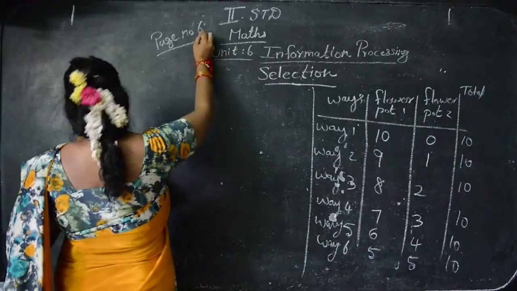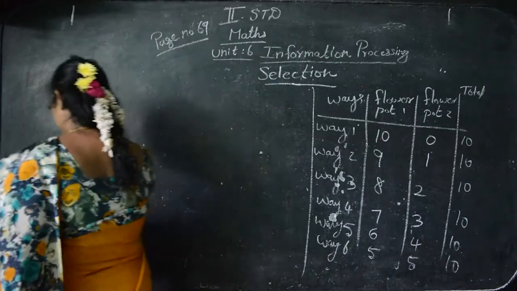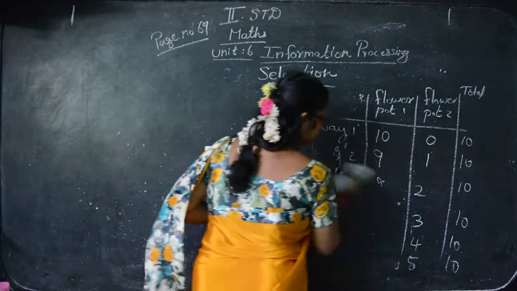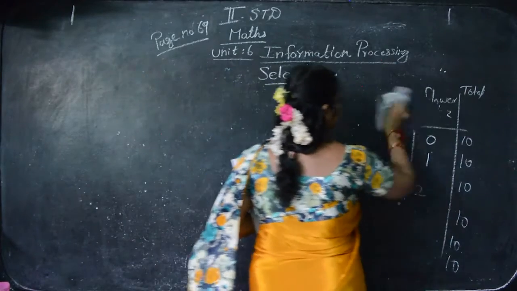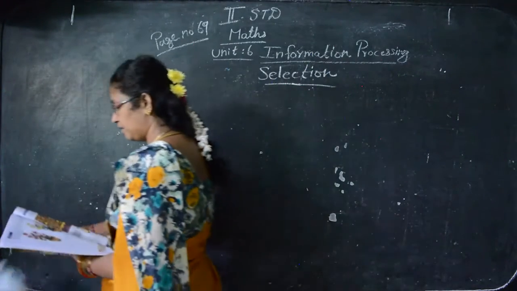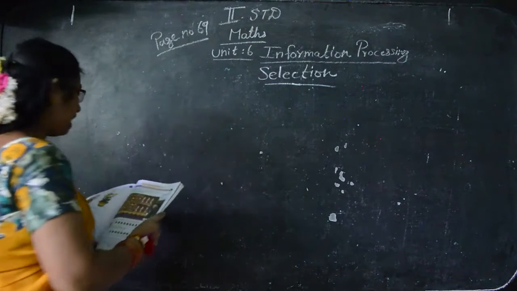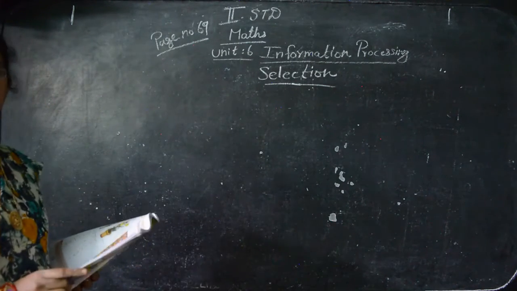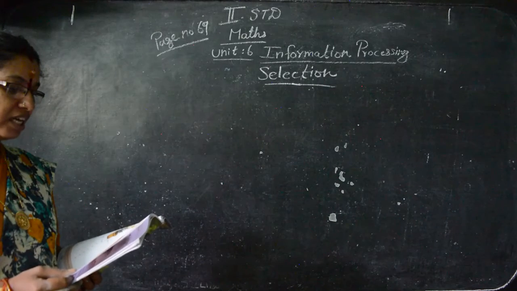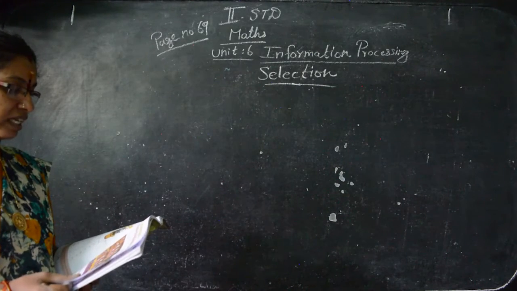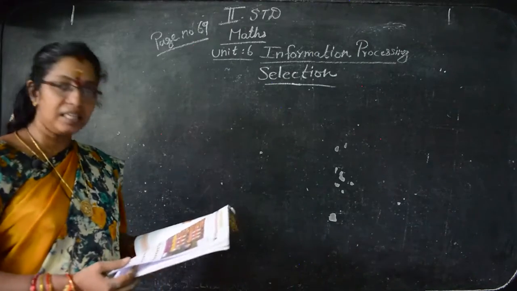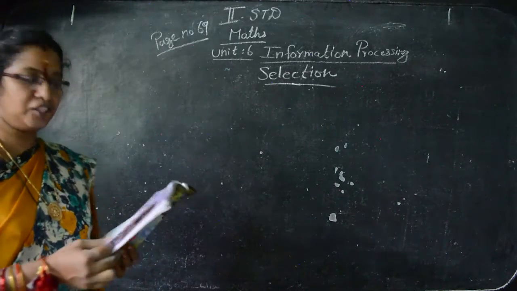Page number 69. Take it, all of you. See here, dolls are given here. Abhishek and his father visit a toy shop. His father promises to buy him toys. He answers the questions correctly. Can you help him? You try this one, children, homework. In the next class, I will teach you, okay.